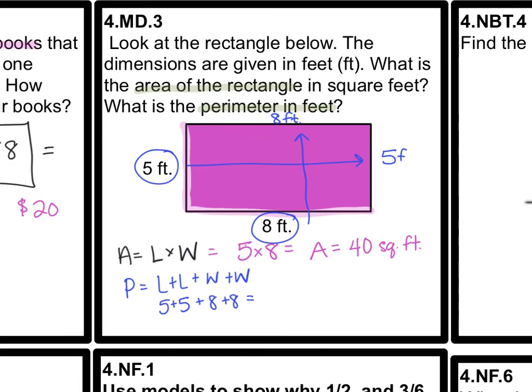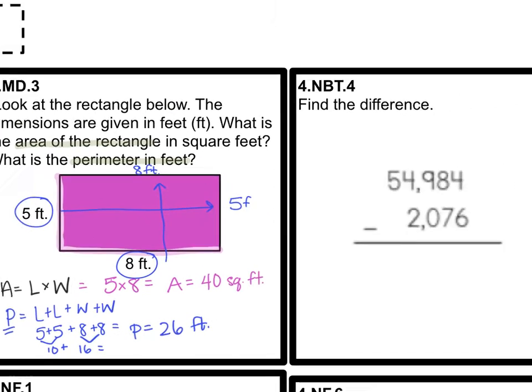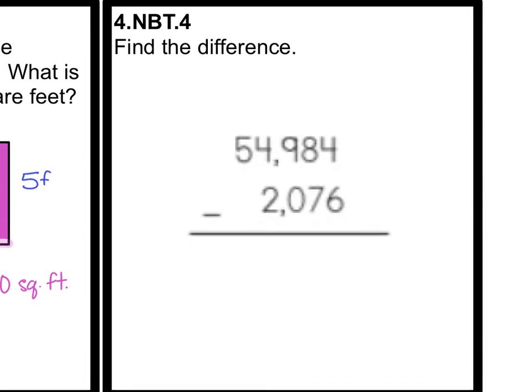And I'm going to break it down a little bit further. 5 plus 5 is 10. 8 plus 8 is 16. And when I add those all together, I get a perimeter of 26 feet. Notice I didn't put the square in front of it, and that's because this is a perimeter, not the area. All right. Our next problem, hopefully this was super easy for you guys and not even a problem.